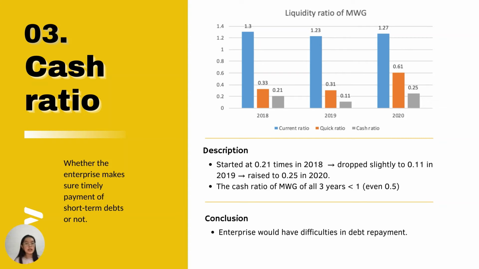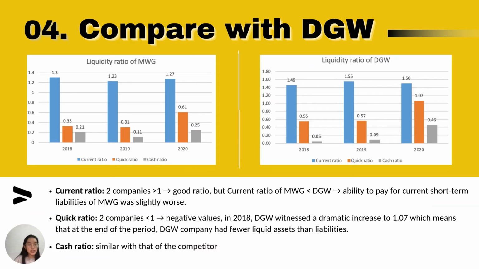MWG experienced a fluctuating trend of cash ratio from 2018 to 2020, and the cash ratio is calculated with cash and cash equivalents, showing whether the enterprise makes sure of timely payment of short-term debt or not. Therefore, the cash ratio of MWG over 3 years was less than 1, which indicates that the enterprise would have difficulties in debt repayment. We compare with the DGW.